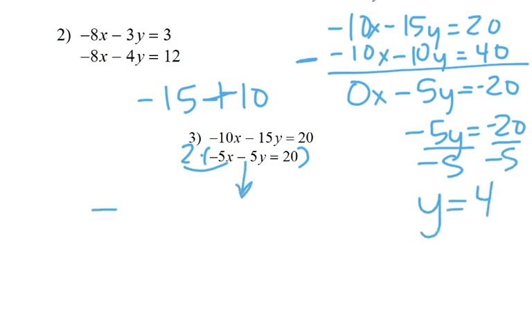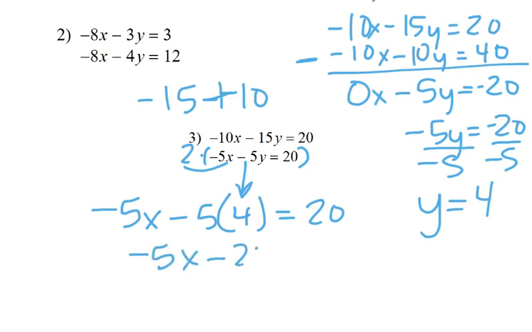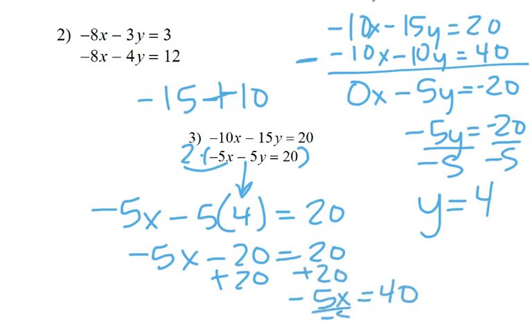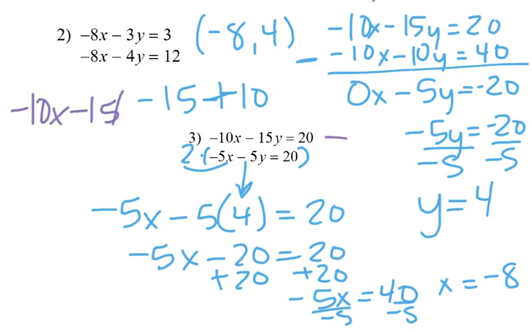Then pick one of our original equations, plug in the 4 for y, and we solve, and we see what we get. Add 20, get negative 5x equals 40, divide by negative 5, x equals negative 8. So again, this is where they intersect. That point is where they intersect. Now, in case you were wondering, it doesn't matter which equation I use. Even if I used this different equation to solve, once I got the y to solve for the x, we'd still end up getting the same answer.